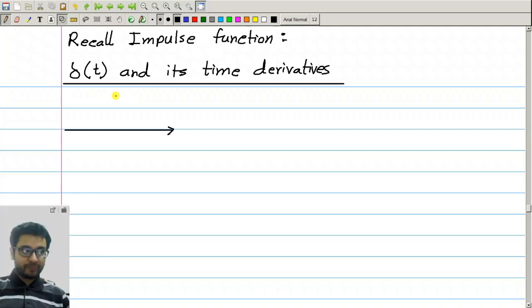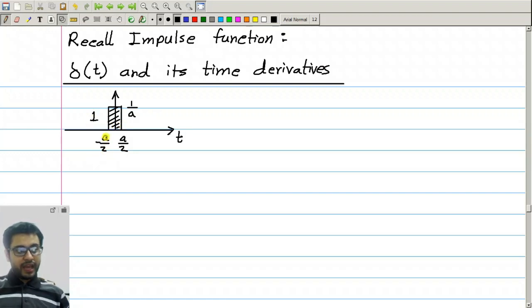Hello and welcome. Let us recall the impulse function, or delta t, which we can think of as a very narrow pulse like this, starting from minus a by 2 up to plus a by 2, and the height is 1 over a, so the area is 1, and we take the limit a tending to 0.